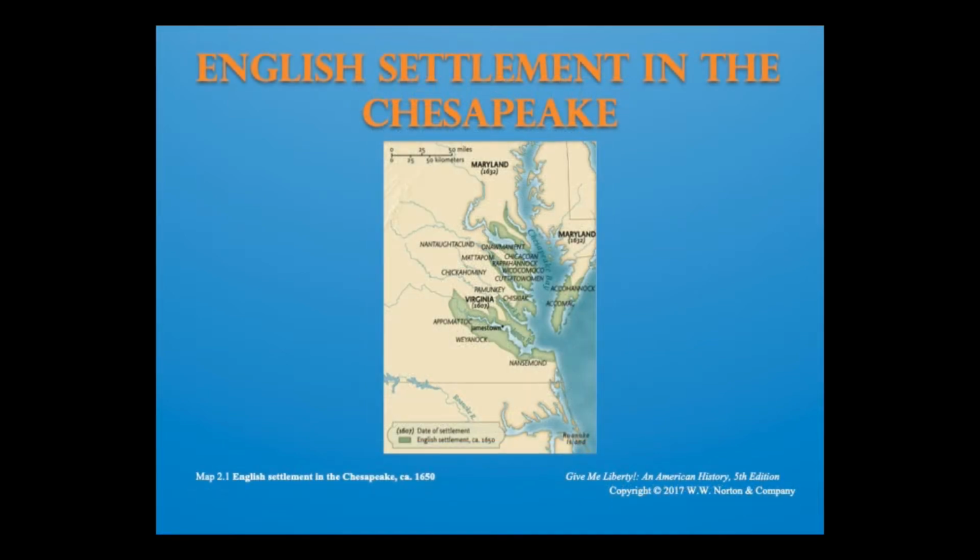Under the headright system, the company awarded land to those who paid their own or others' passage, and the company issued a charter of grants and liberties, which included a House of Burgesses, the first elected assembly in colonial America, though again, remember, only landowners were eligible to vote.